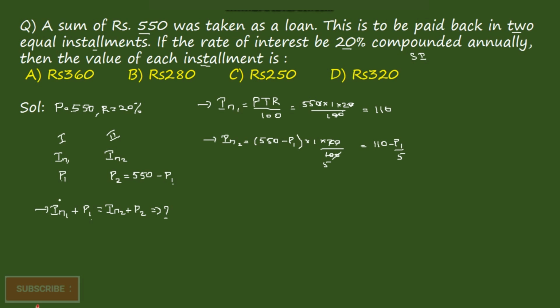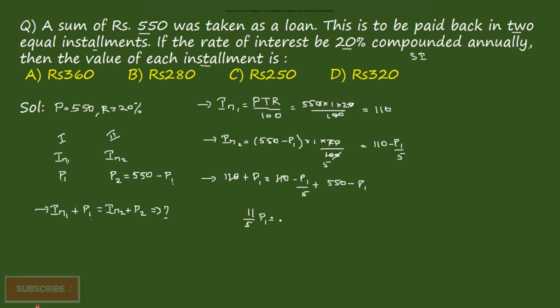But we know that IN1 plus P1 is equal to IN2 plus P2. Just substitute the values here. IN1 is nothing but 110, plus P1, is equal to IN2, which is 110 minus P1 by 5, plus P2, which is nothing but 550 minus P1. The 110 gets cancelled. Then 1 by 5 and 1 becomes 6 by 5. Then 6 by 5 plus 1 becomes 11 by 5.